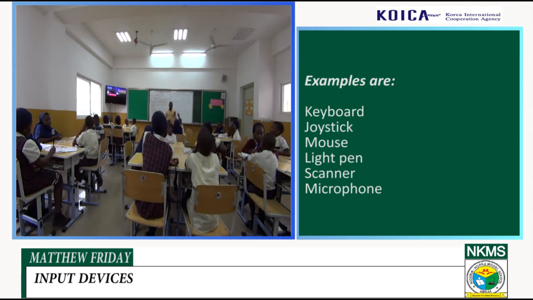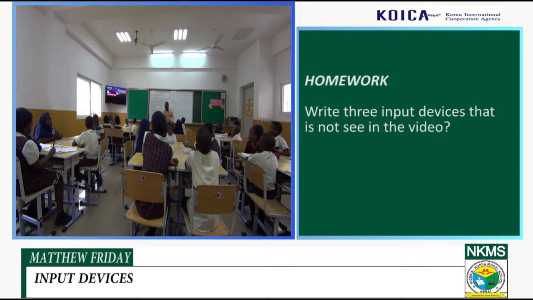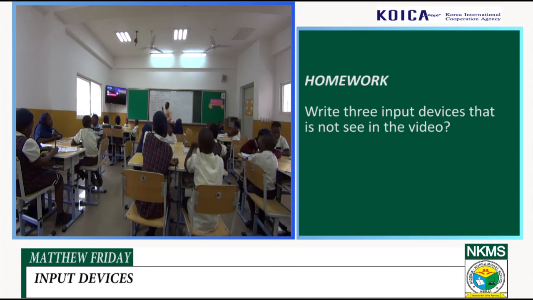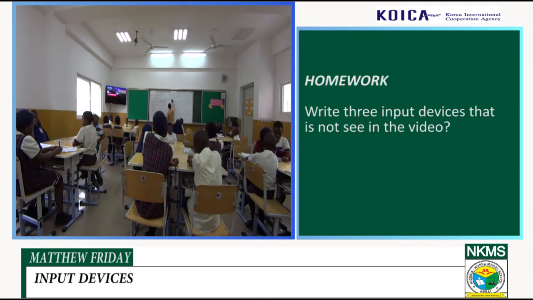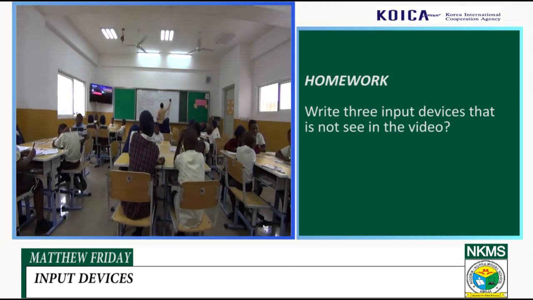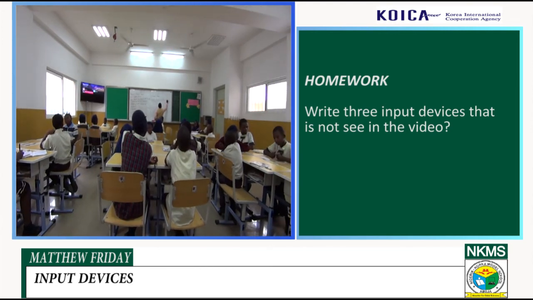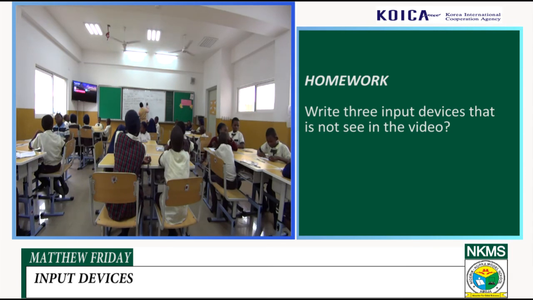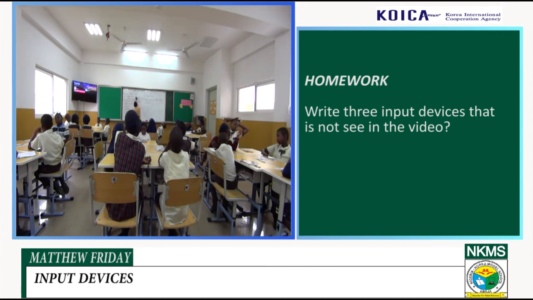Now I'm going to give you a home task. The home task is that you are going to write down other input devices that we have not seen or watched from the video. Is it clear? Yes. Other three input devices that we didn't see from the video we watched. Is it clear?